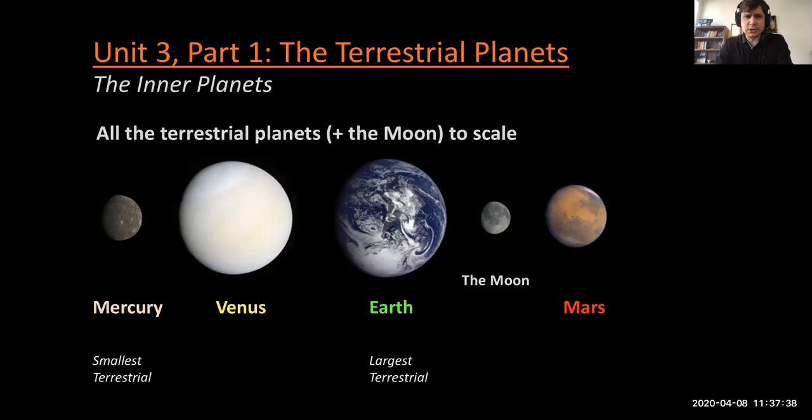So things that you should take away from this, other than, wow, the planets are really cool and beautiful, and I can't wait to learn all about the mysteries of what we've learned about these planets. But things that you might want to know for a quiz or exam, you should know that Mercury is the smallest of the terrestrial planets and that Earth is the largest of the terrestrial planets.